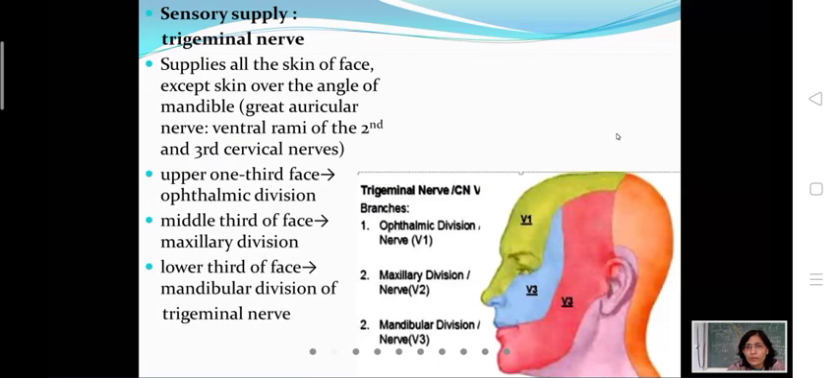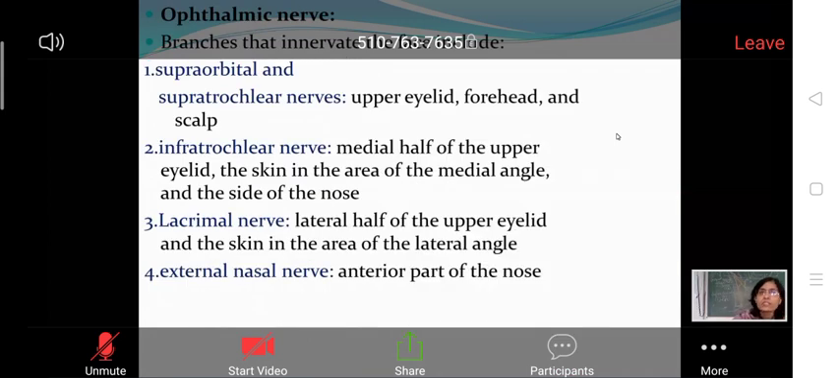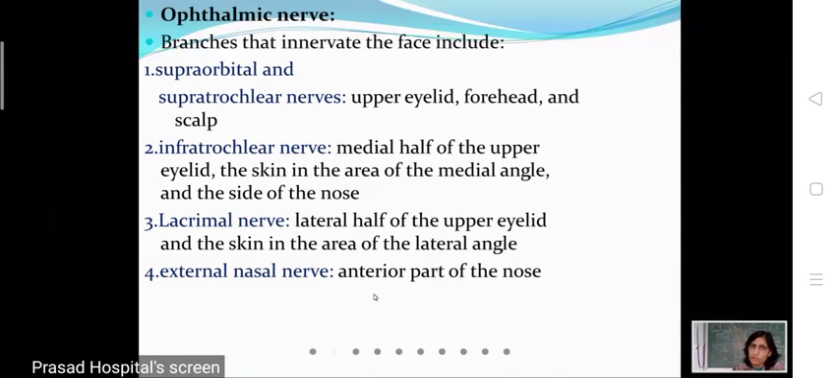Now, the ophthalmic division of the trigeminal nerve gives several branches here. What are the branches? The supraorbital and supratrochlear nerve, infratrochlear nerve, lacrimal nerve, external nasal nerve. So the ophthalmic nerve gives sensory branches in the face, which are the supraorbital and supratrochlear nerve, infratrochlear nerve, lacrimal nerve, external nasal.